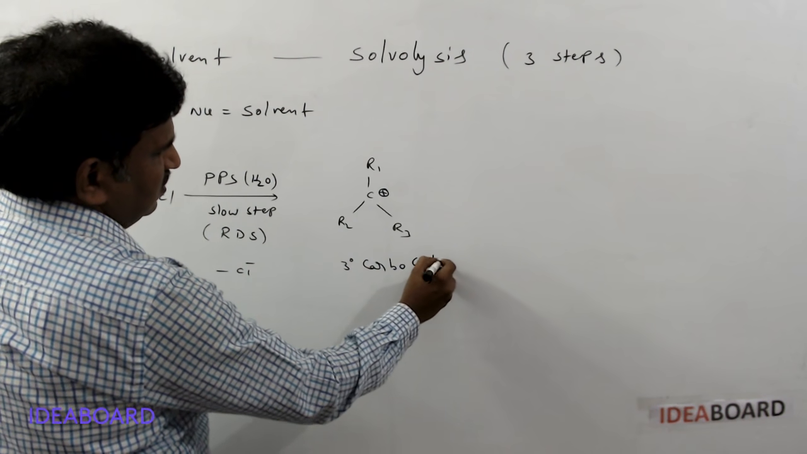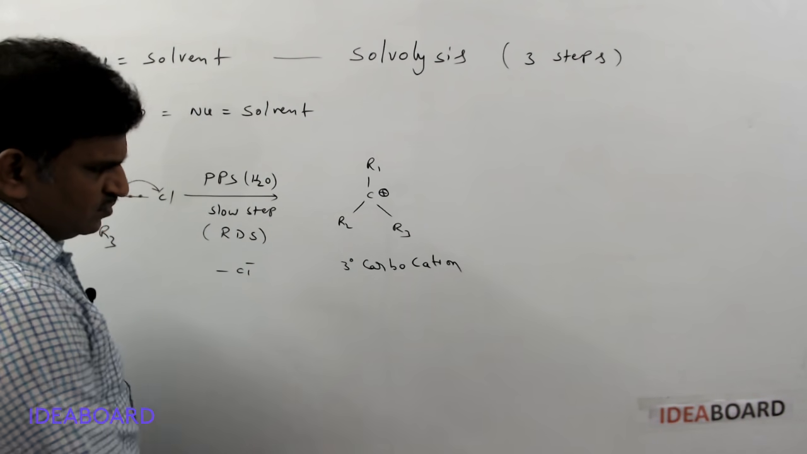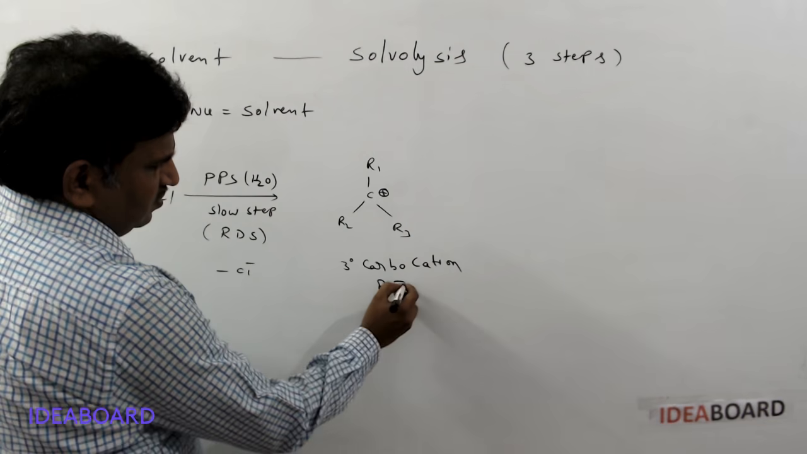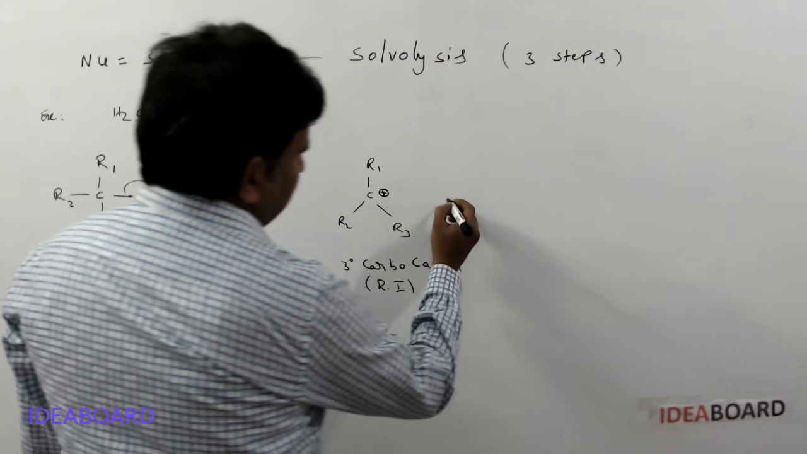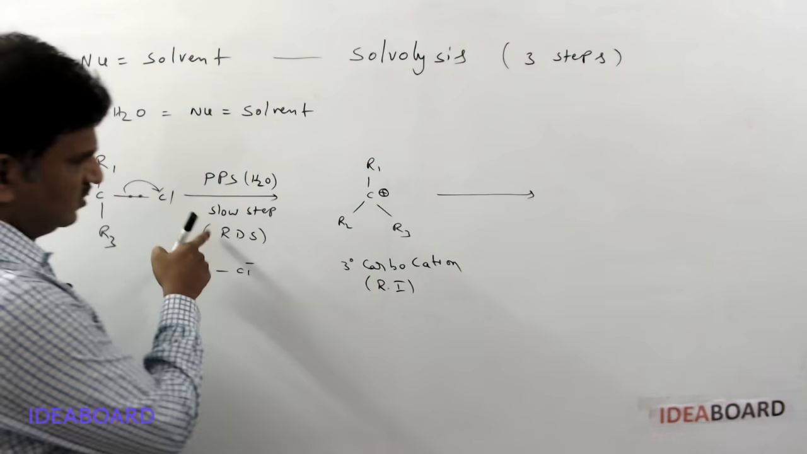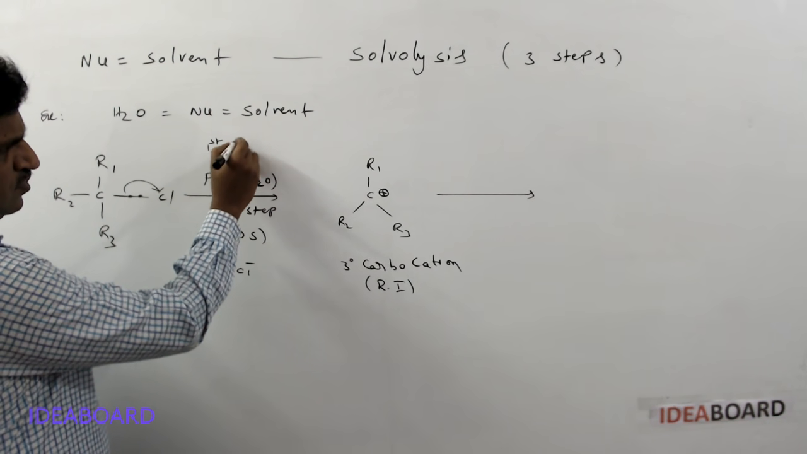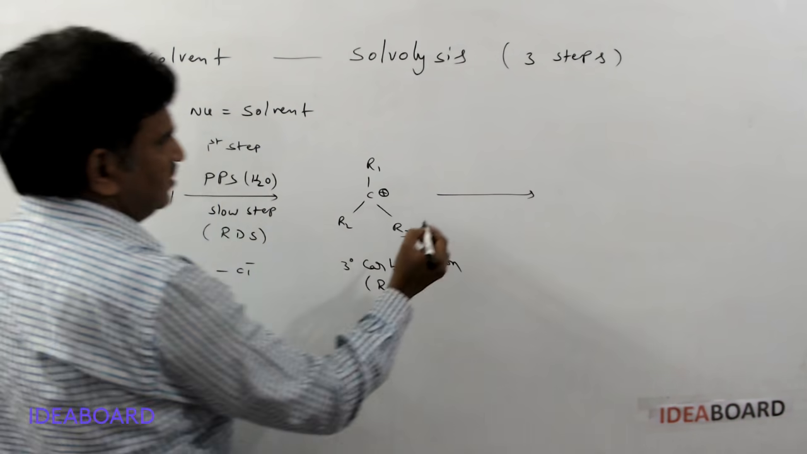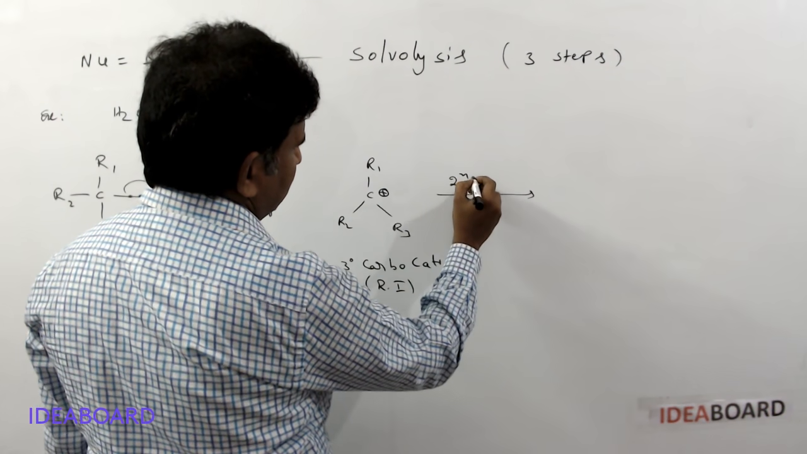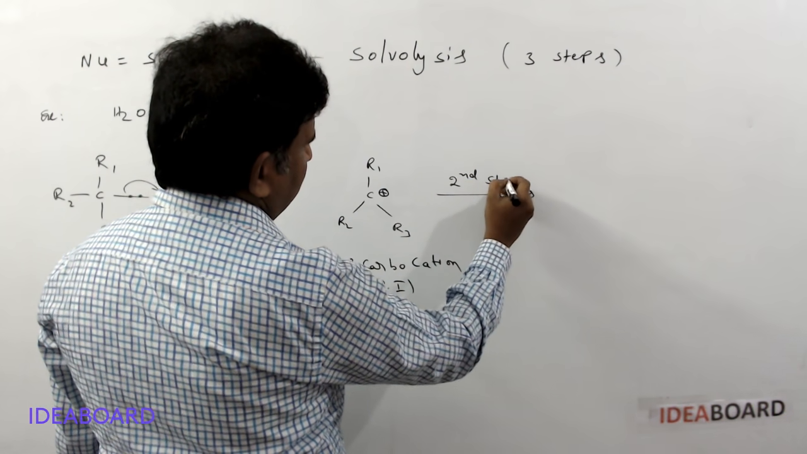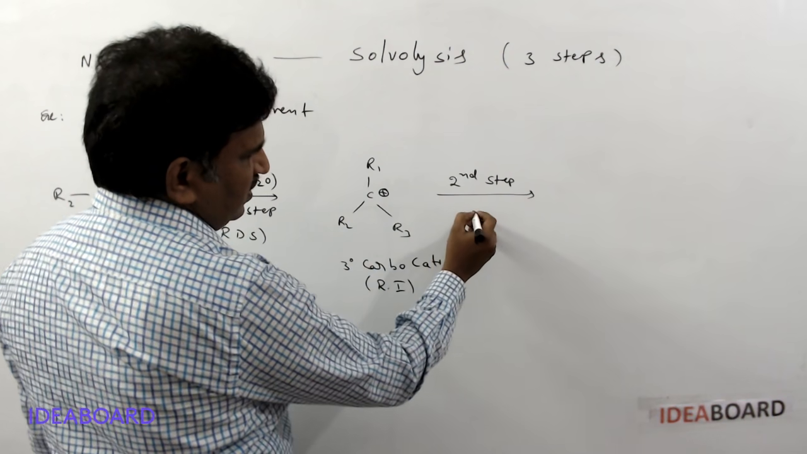This is the reaction intermediate. This is the first step, the slow step. In the second step, the fast step, the nucleophile attacks.